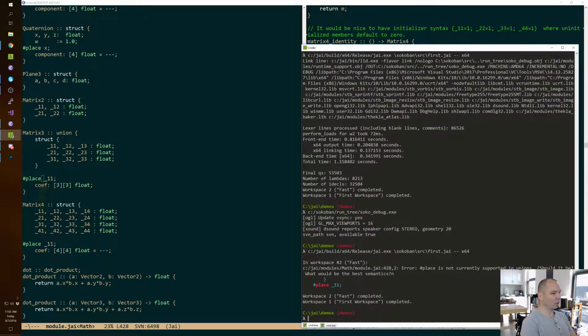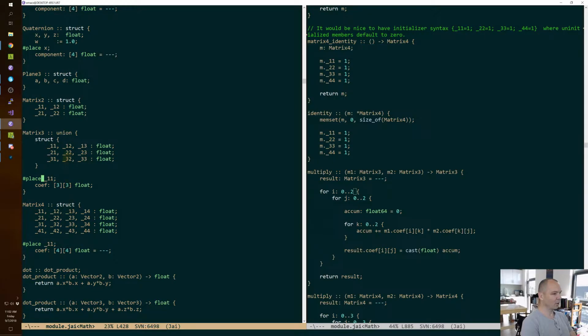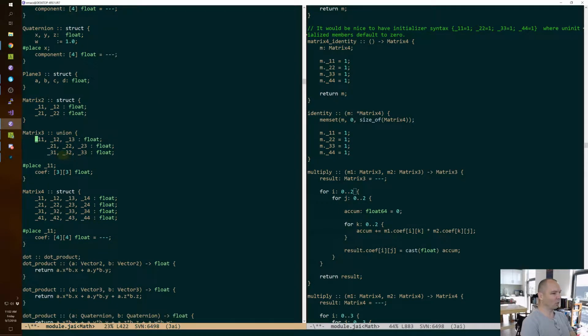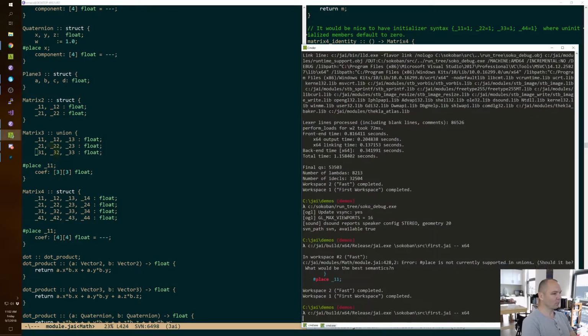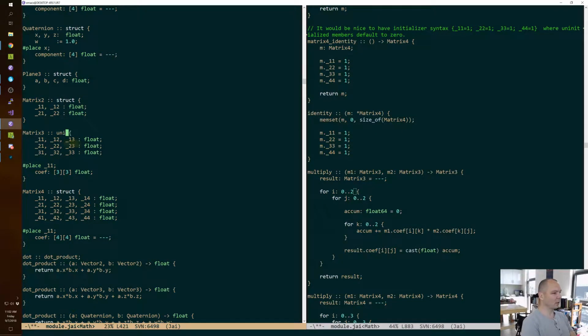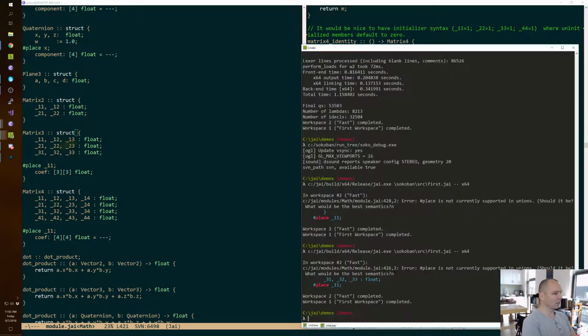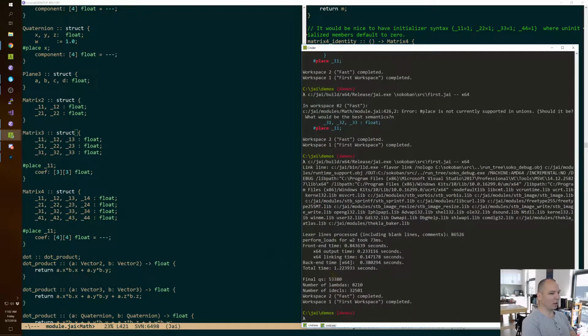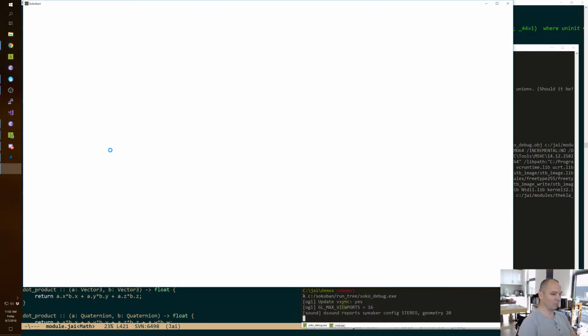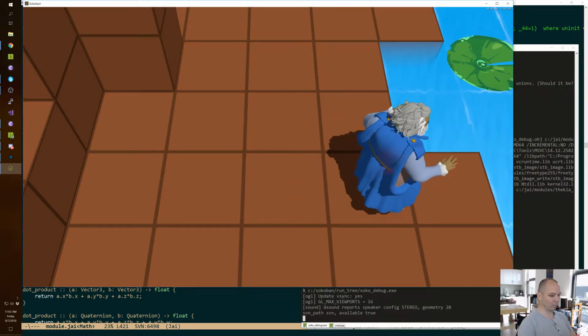Place is not currently supported in unions? Oh, right. Okay, this is very old. Yeah. There we go. Oh, wait. What? What? What? Okay, there we go. Look at the code and see what it does. There we go. Okay.